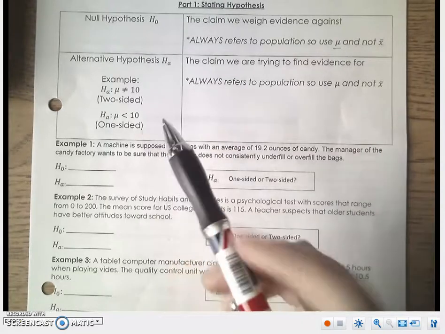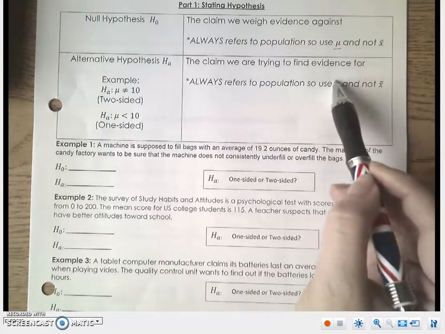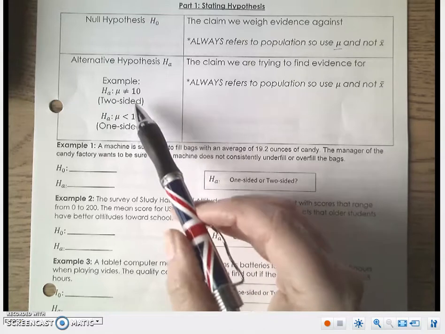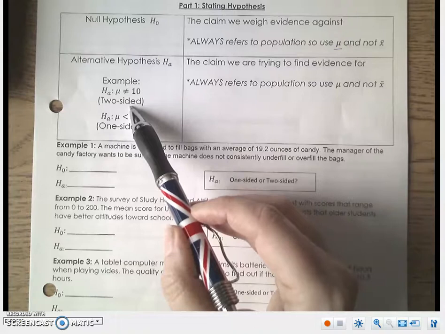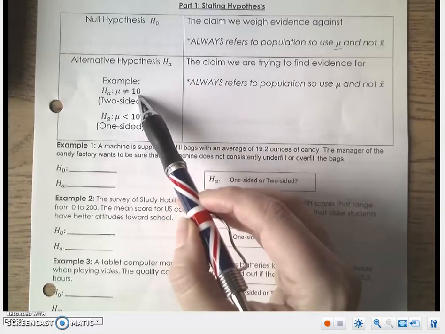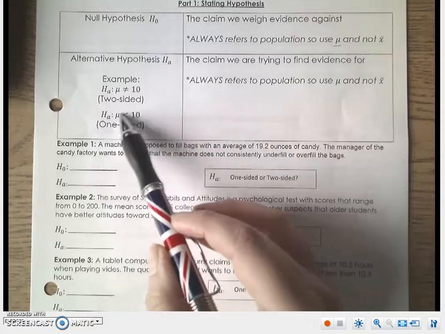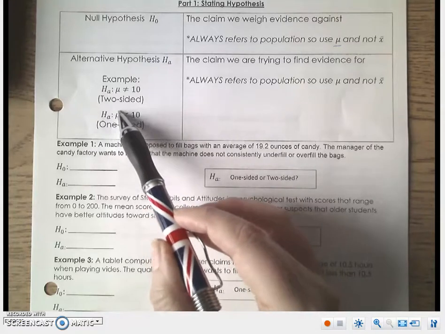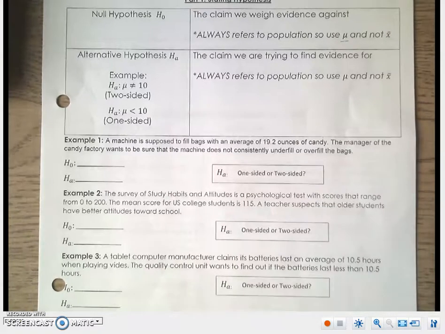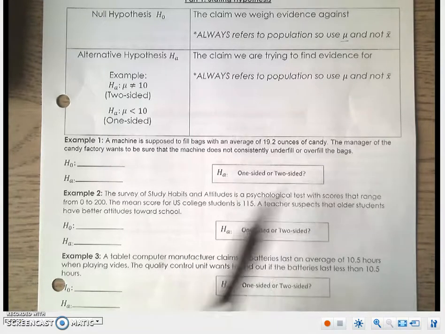Your alternative hypothesis is the one we are testing, or trying to find evidence for. Again, we are going to use mu, and you have two options here. It can be two-sided or it can be one-sided. Two-sided means that it could be more than or less than. It's just not equal to whatever the population mean is. Or it could be one-sided. For example, mu is less than 10, so we would be testing that the true mean for the population is less than 10. We're going to go through a couple examples determining whether the alternative hypothesis is one-sided or two-sided.